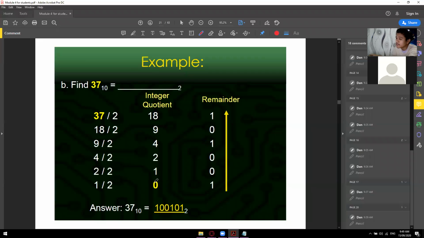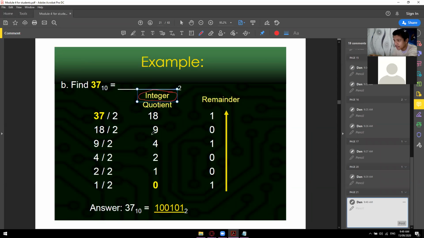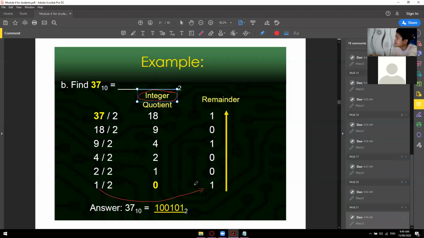So here we stop. And then just put 0 here, since we really won't get any whole number. So take note, this is the integer quotient, so only the whole number goes here. Here, 1 divided by 2 cannot be. And then put the last number here, and that is your final answer. So read it from bottom to top. So 100101, which is this one. And again, do not forget to put the base. This is an indicator that you have already converted the decimal into binary.